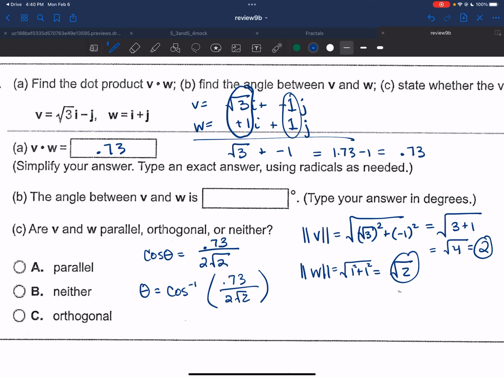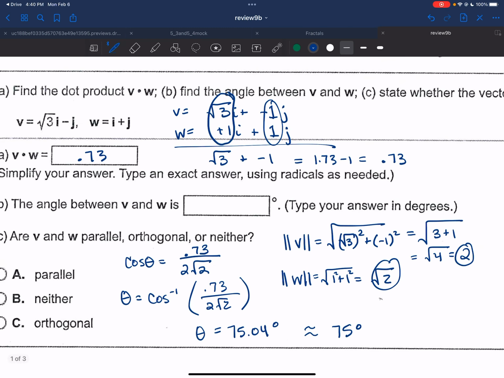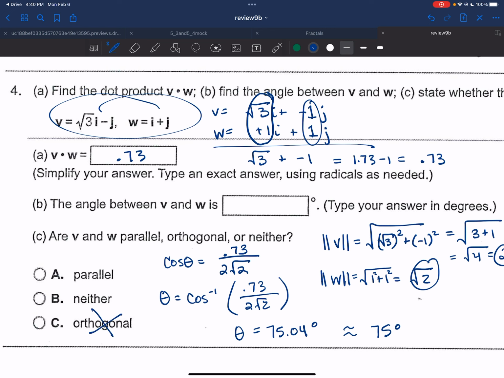I get a theta of 75.04 degrees. So about 75 degrees. Okay? All right, so if it's 75 degrees, if we had an orthogonal, these two things would dot to give me 0, so it's not that. If they were parallel, they would be either going the same angle or opposite angles, so it's not that. So we have a neither situation.